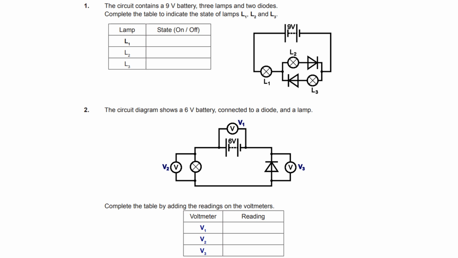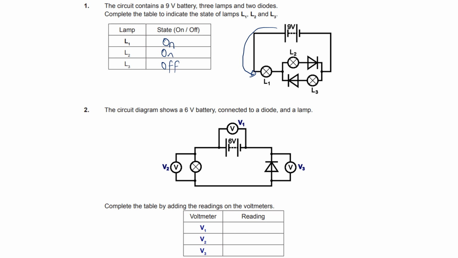Okay, so this is semiconductors, and as you can see, question 1, you have a couple of diodes, one going one way, one going the other way. We know diodes allow current in one direction only, so you can see that the current will be going around this way, like that. So obviously L1 will be on, L2 will be on, and L3 will be off, because you can see that the current will not go through that one.